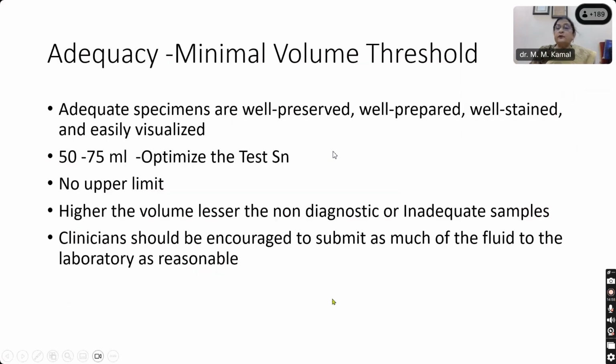Now, how much fluid is required to give you an adequate number of cells? Around 50 to 80, 100 ml of fluid, normal. So would you reject any specimen which is less than 50 ml? Say just 20 ml, sometimes you just get 5 ml in a penicillin bottle. Ma'am, normally the volumes of fluids in the cavities are 10 to 20 ml.